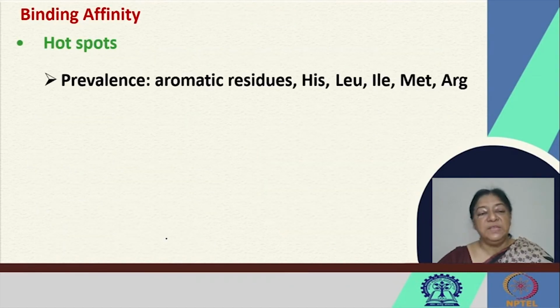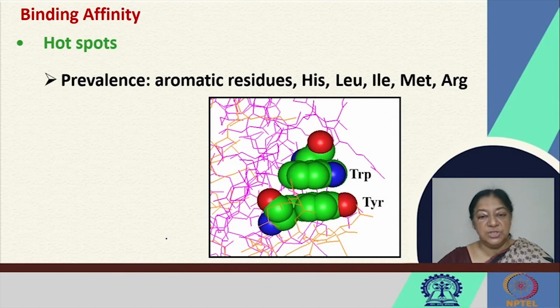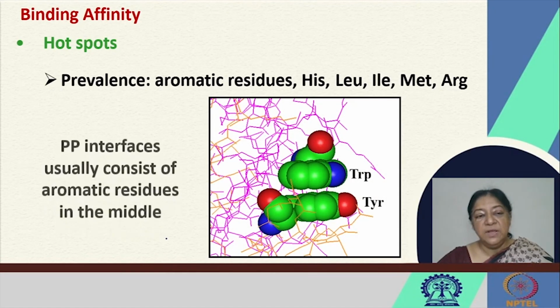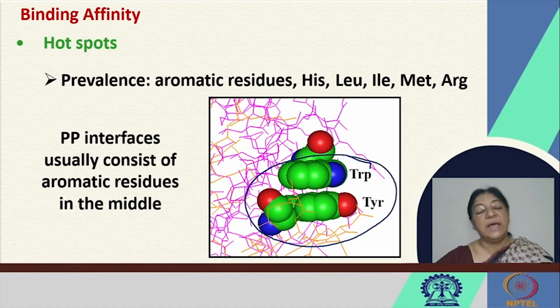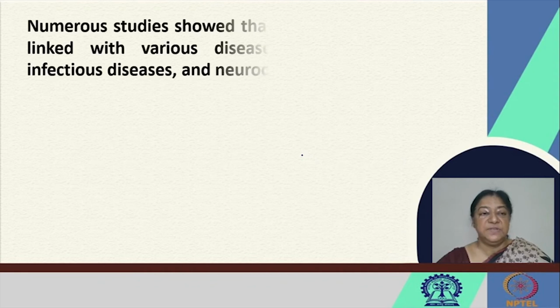So in these hotspots we have a prevalence of aromatic residues as well as histidine, leucine, isoleucine, methionine, and arginine. We have here the protein-protein interfaces, where we have aromatic residues, where we can have an involvement of stacking interactions in the middle of this interface.